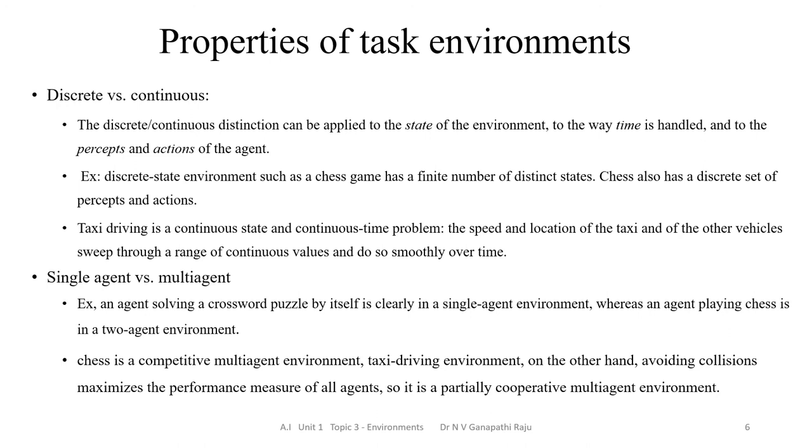Let us discuss single agent versus multi-agent task environments. An agent solving a crossword puzzle is an example of a single agent environment, whereas an agent playing chess is in a two-agent environment. Another distinction is that chess is a competitive multi-agent environment, whereas the taxi driving environment, which avoids collisions and maximizes the performance measure of all the agents, is a cooperative multi-agent environment.